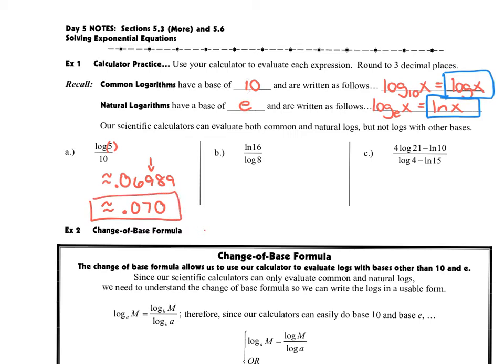Okay, on to the next one. What I want you to notice here is that I do have a mix of logarithms. I have a natural log in the numerator, and I have a common log in the denominator. So you've got to be really careful on what you're typing into your calculator there.